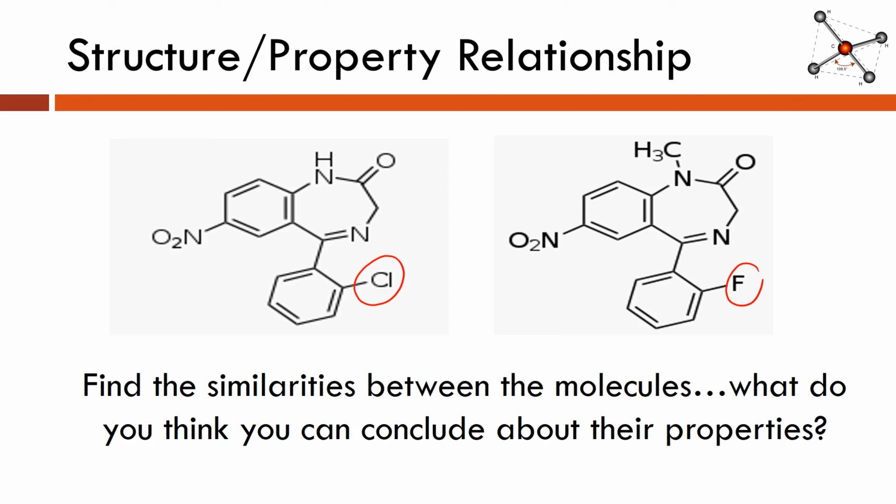What's the other difference between the two molecules? The nitrogen up at the top, this one just has hydrogen attached to it. This has a CH3 group attached to it. Now, you don't know too much about organic chemistry just yet, but the hydrogen, and this is called a methyl group, this is a really important change.